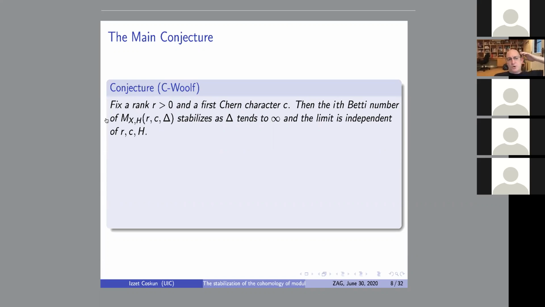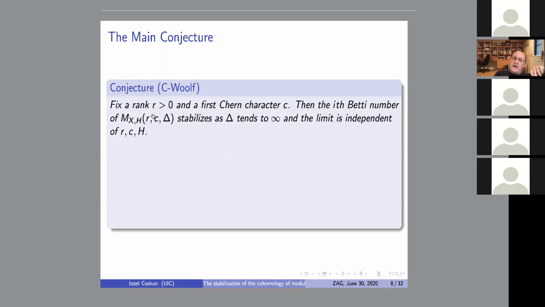As you change the polarization, these moduli spaces are typically not the same. You know, there's a well-developed story of what kind of birational transformations happen and so on and so forth, but they are not the same in general. But the claim is that the ith Betti number is independent of R, C, and H, provided that this delta is large enough.